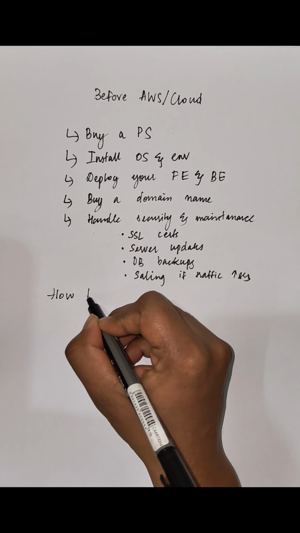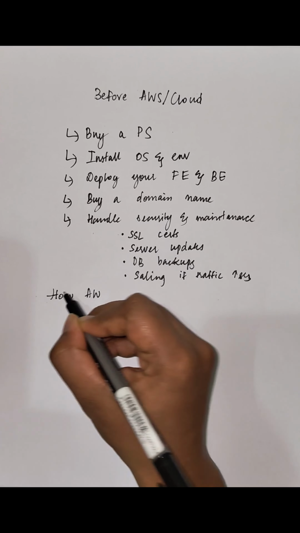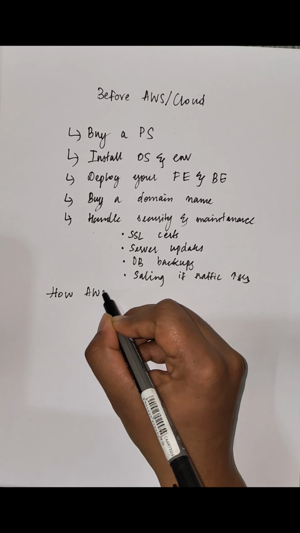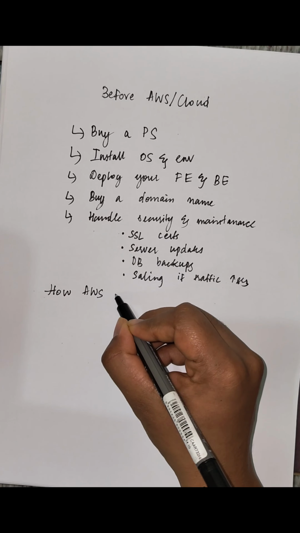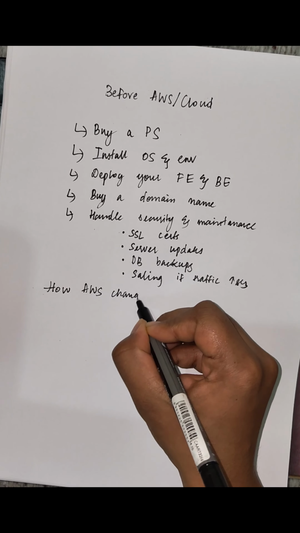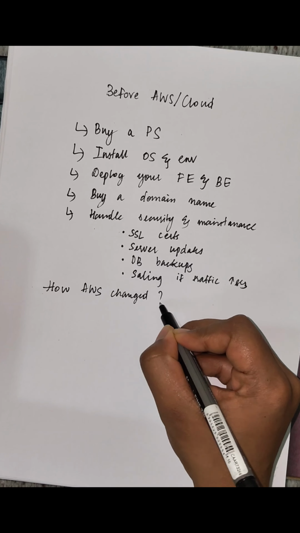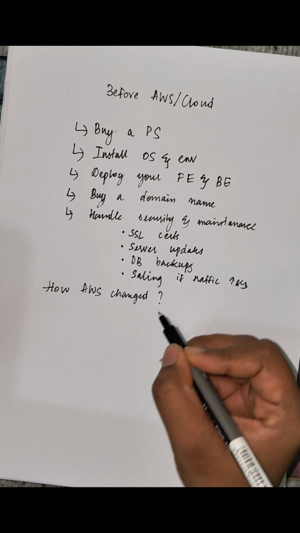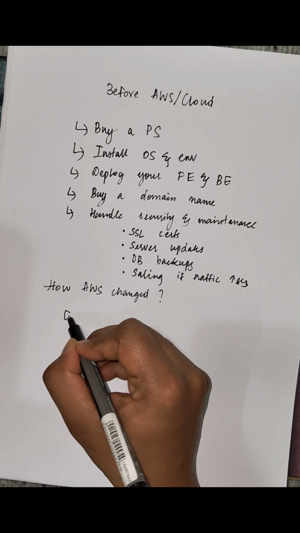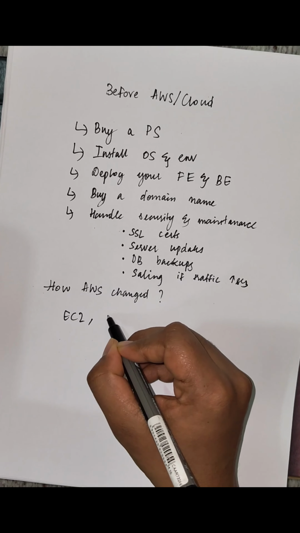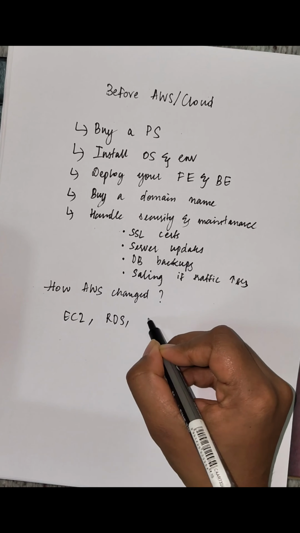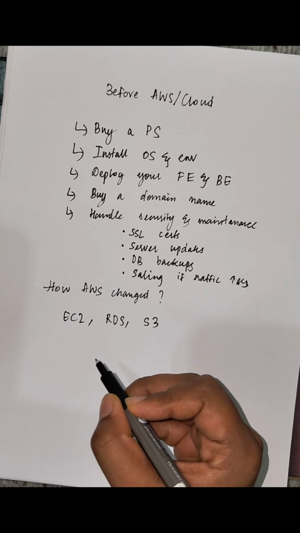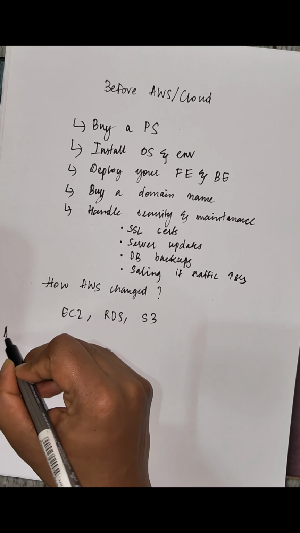Now, how did AWS change the entire game? AWS owns 1 million physical servers across the world. Instead of buying your own, you simply rent a small part of the server. Example, EC2. EC2, a virtual machine or mini computer. RDS, a managed database like PostgreSQL. S3 for storage of files.